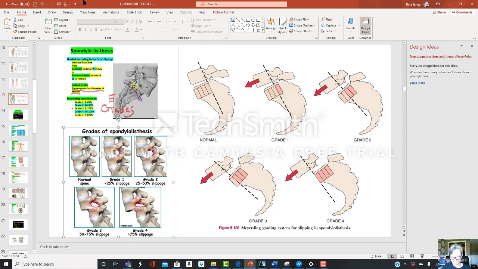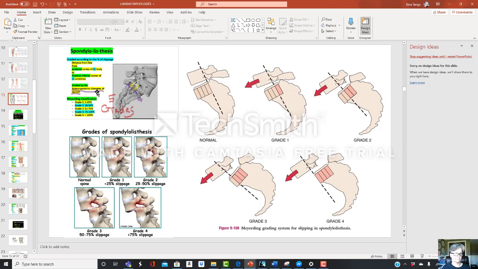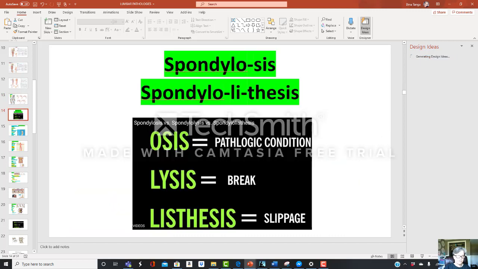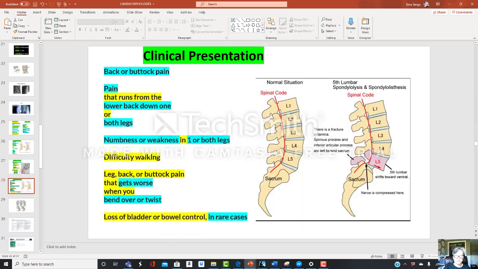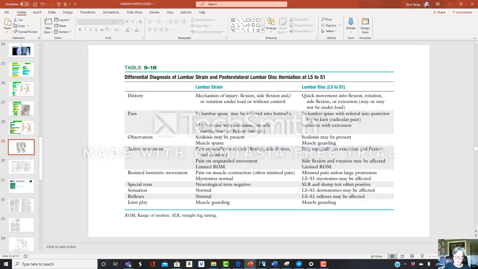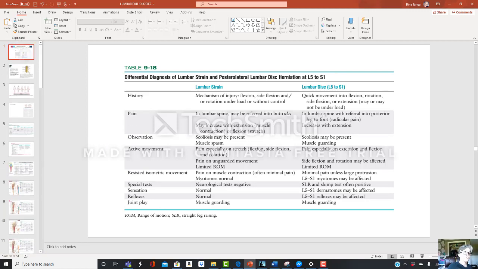Let's copy paste that. And there you go. That's better. Picture. All right. Clinical presentation. All right. Moving on. So, let's see. I go to the top here.